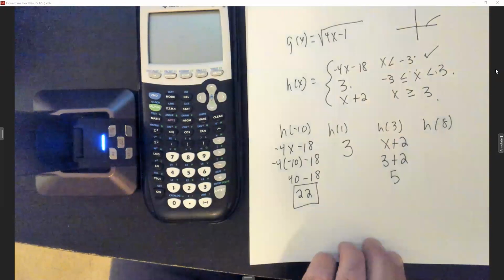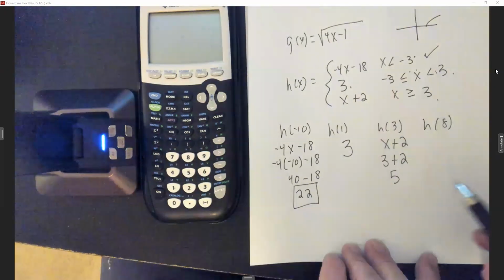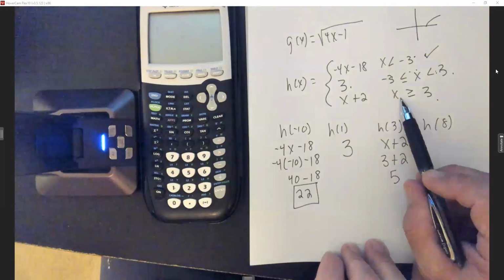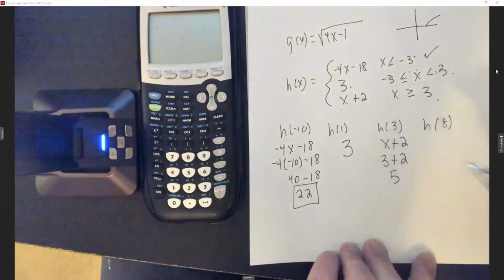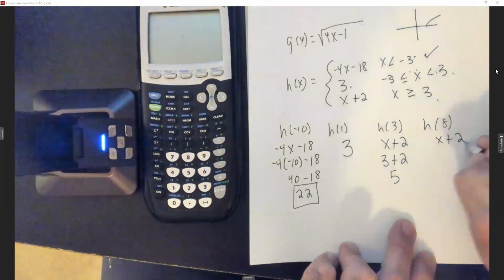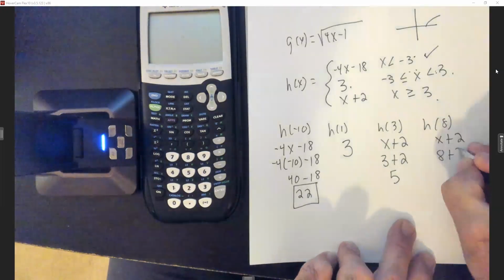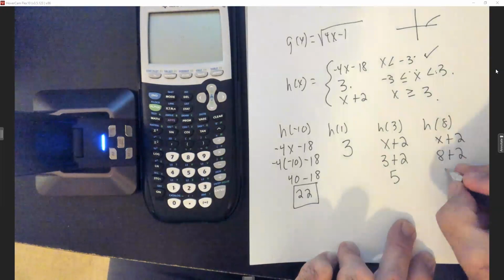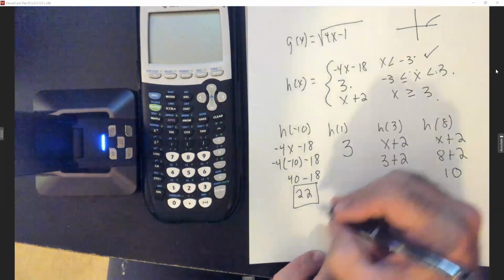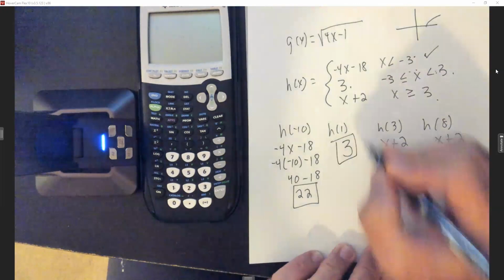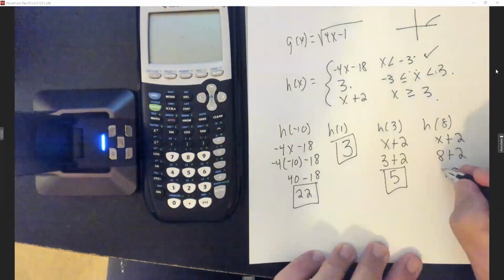All right, y'all, then finally, h of 8. 8 is definitely bigger than 3, so I would use the last equation, which is x plus 2. In place of the x, put an 8. And then 8 plus 2 is 10. So my 4 answers were 22, 3, 5, and 10.